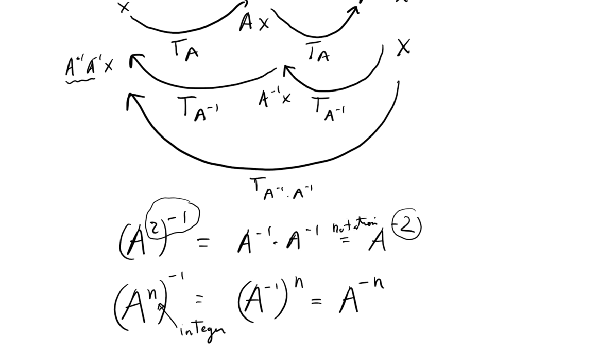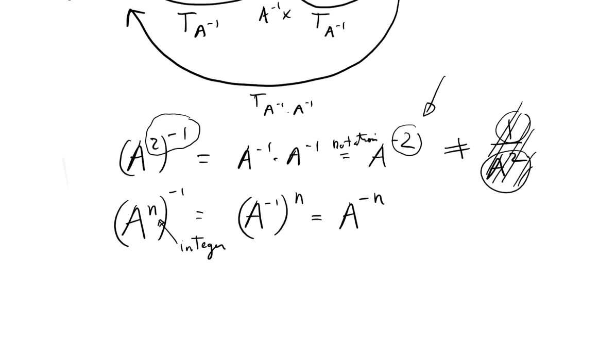By the way, this is not 1 over A squared. That makes no sense at all. That's a scalar. That's a matrix. You cannot write the division between a scalar and a matrix. So this you cannot write, but you can write this. This is completely okay. A to the minus 2, A to the minus n. It's equal to A squared to the minus 1. The other one is A^n to the minus 1.